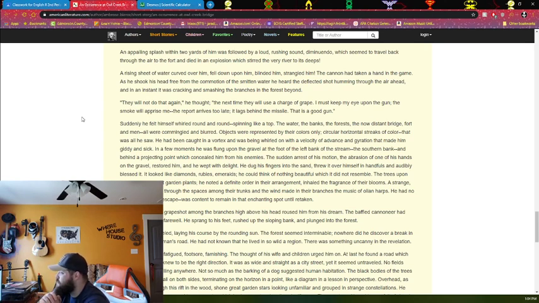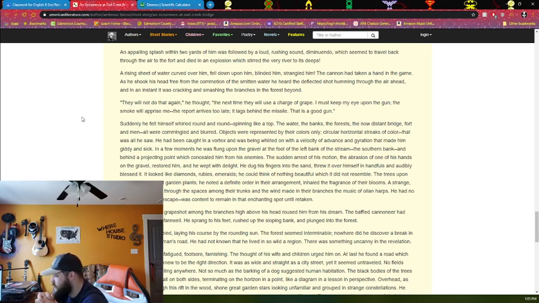It looked like diamonds, rubies, emeralds. He could think of nothing beautiful which it did not resemble. The trees upon the banks were giant garden plants. He noted a definite order in their arrangement, inhaled the fragrance of their blooms. A strange roseate light shone through the spaces among their trunks, and the wind made in their branches the music of Aeolian harps. He had no wish to perfect his escape, was content to remain in that enchanting spot until retaken.